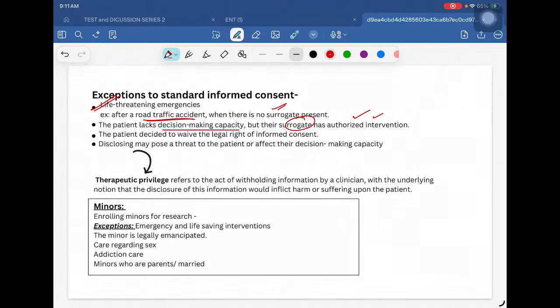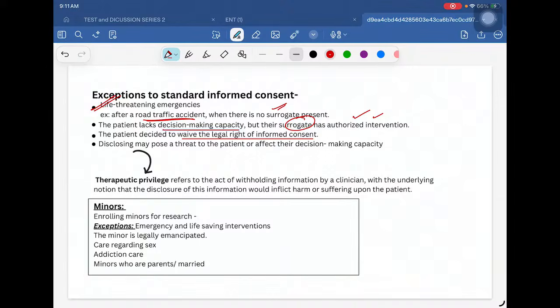Okay, the patient decided to waive the legal right of informed consent. Sometimes the patient can waive, like, I don't want to know, just tell everything to my son or to my daughter, they will take care of it, don't tell me anything, they'll be the one who will do everything that is needed for me. Then also you don't need to take consent from the patient.